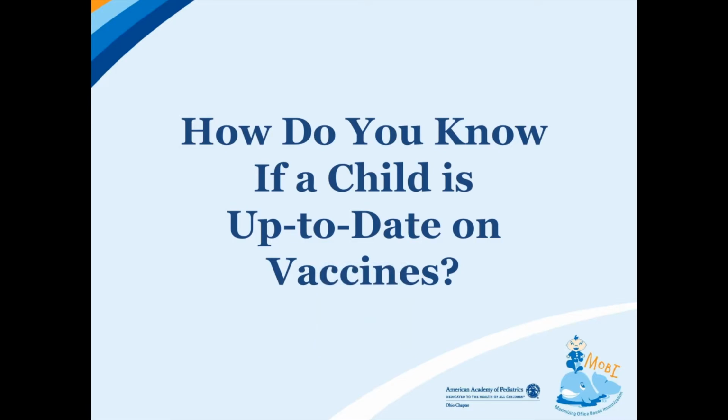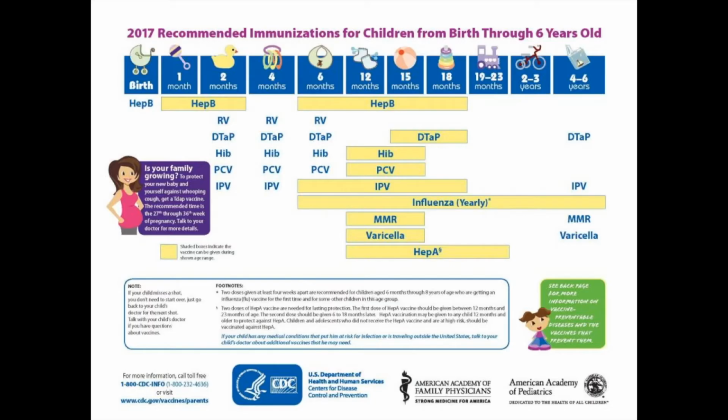Hello, I'm Beth Barker. I am the nurse educator for the Ohio Chapter American Academy of Pediatrics. So I'm moving on to how do you know if a child is up to date on vaccines? The first slide I have here is what the CDC has designed and calls their 2017 recommended immunizations for children from birth through 6 years old. But in actuality, this is what they call their easy to read schedule.